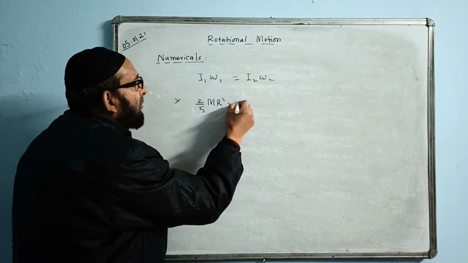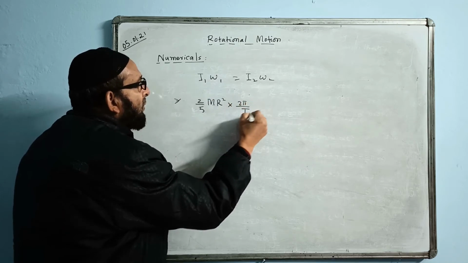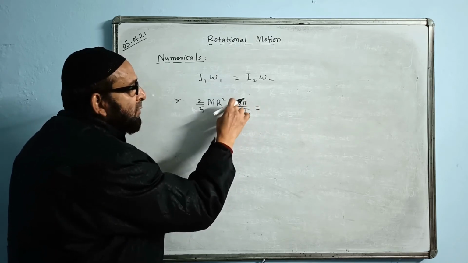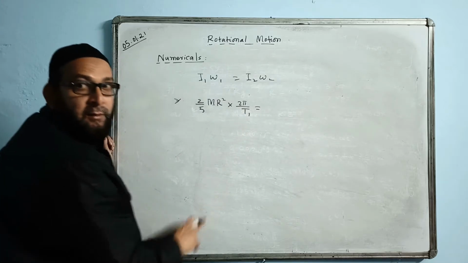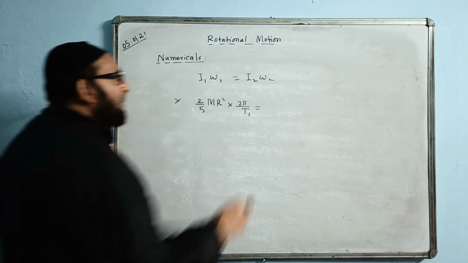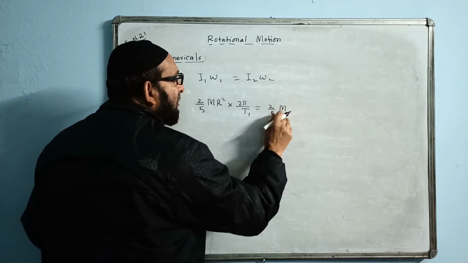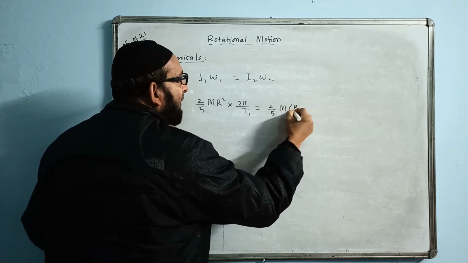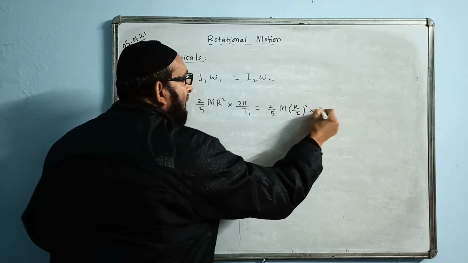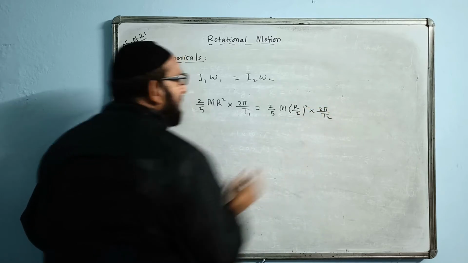And omega 1 is 2 pi by t1. The omega formula is theta by t. Theta is 2 pi, and the time will be the time period. So omega is 2 pi by t1. For I2, again we get 2 by 5. The mass of Earth is not changing, only the radius we are taking as half, right? So r by 2 whole square, and this is 2 pi by t2.